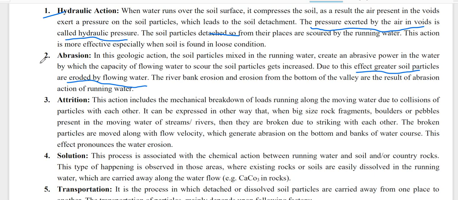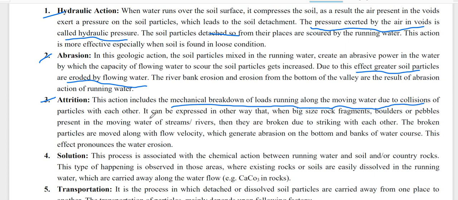Now what is the attrition? Attrition occurs before abrasion. This action includes the mechanical breakdown of the loads running along the moving water due to the collision of the particles with each other. What happens? Mechanical breakdown of the loads. Loads means bada clouds, big clouds. Due to the running water, what will happen?